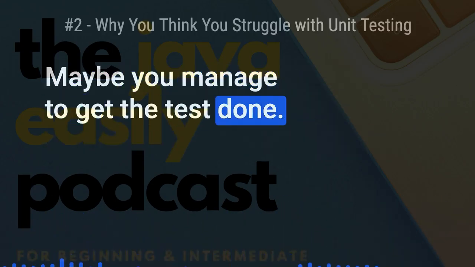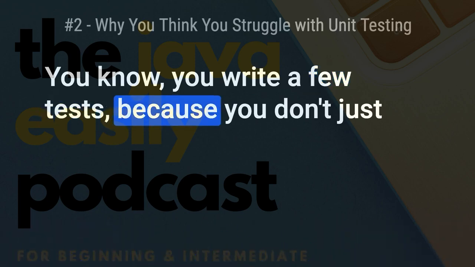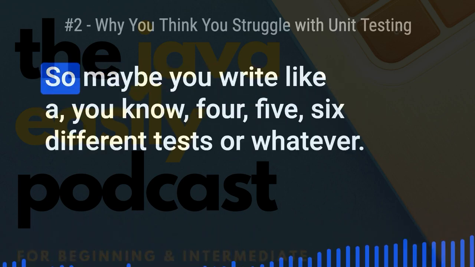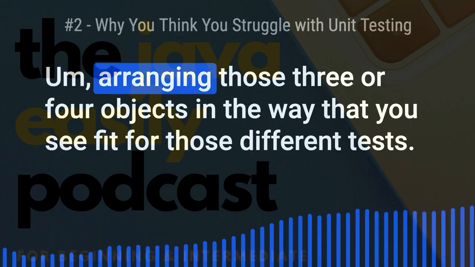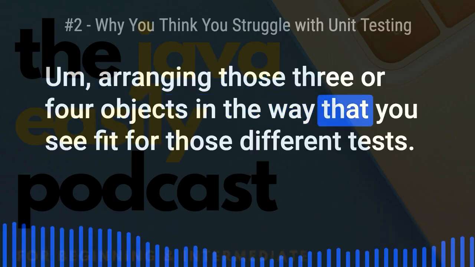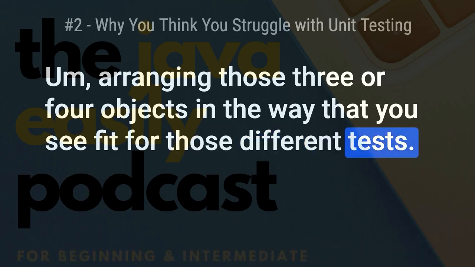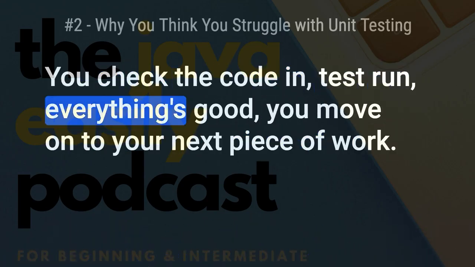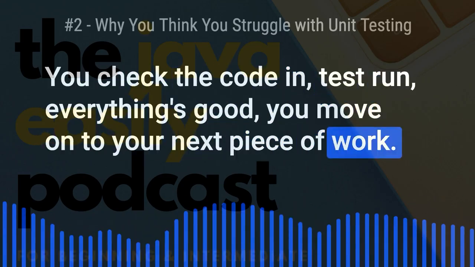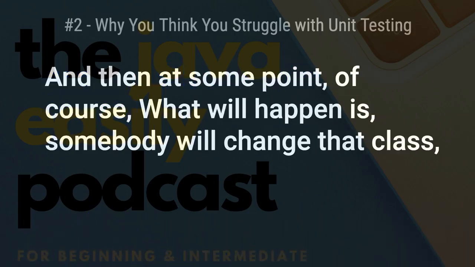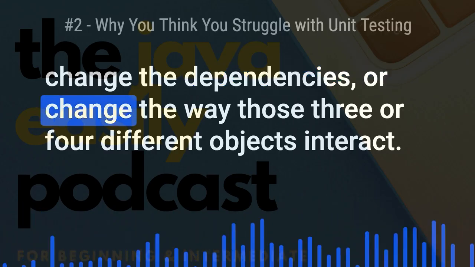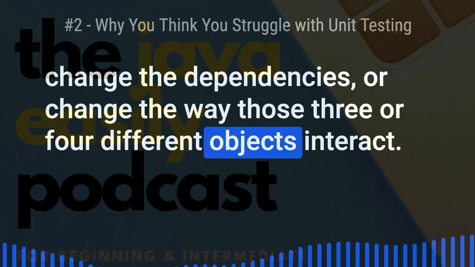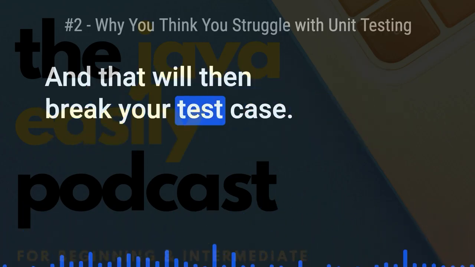Maybe you manage to get the test done. You write a few tests, because don't forget, you don't just write one test, you're going to write a suite of tests. So maybe you write 4, 5, 6 different tests, arranging those 3 or 4 objects in the way that you see fit for those different tests. You check the code in, the test runs, everything's good, you move on to your next piece of work. And then at some point, of course, somebody will change that class, change the dependencies, or change the way those 3 or 4 different objects interact. And that will then break your test case.